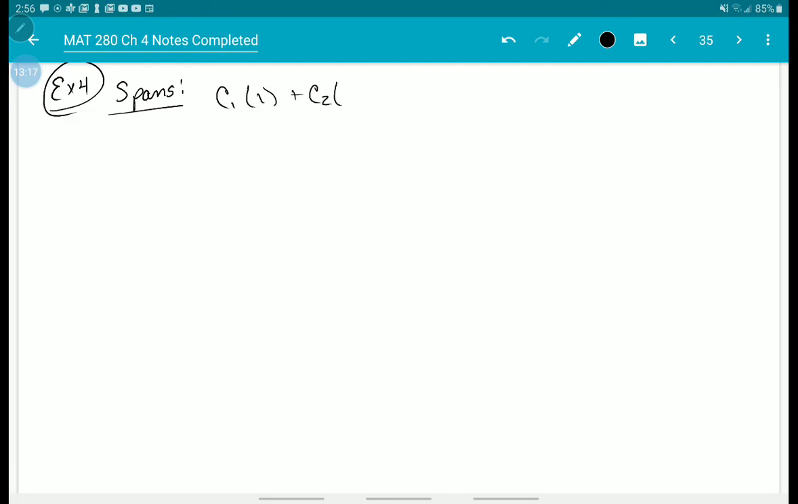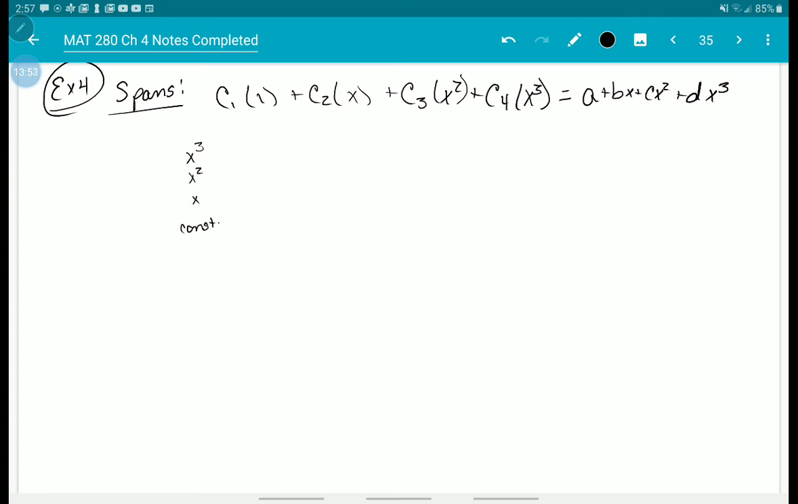C1V1 plus C2V2 plus C3V3 plus C4V4 has to be equal to a generic polynomial. So A plus BX plus CX squared plus DX cubed. We're looking at P3. So if we compare coefficients on both sides, we have x cubed, x squared, x's, and constants. This is just to help us organize.